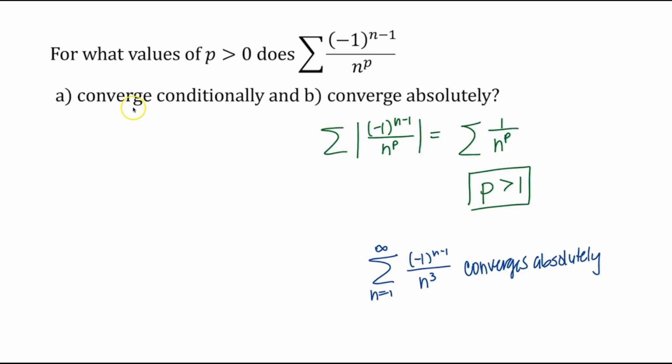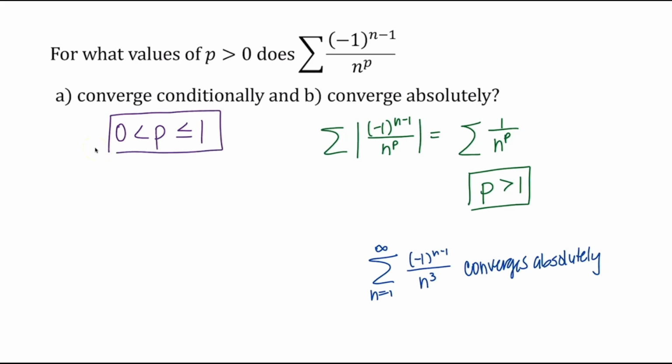So now what values of p are going to make this series converge conditionally? Well, it's basically everything else. So our p-values have to be greater than 0, but not greater than 1. So what that's going to do is it's going to leave us with p-values that are greater than 0, but less than or equal to 1. So this is the interval that answers part A.